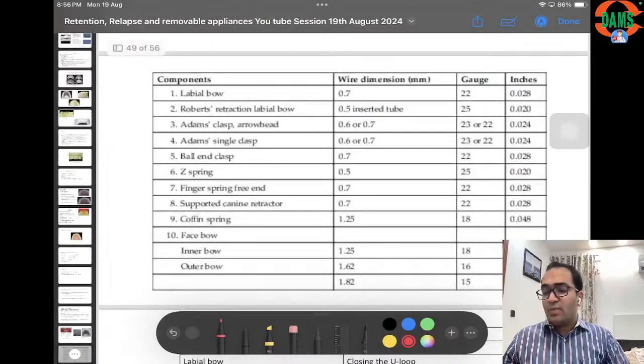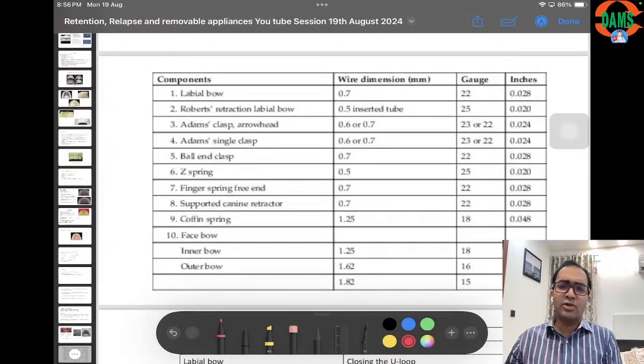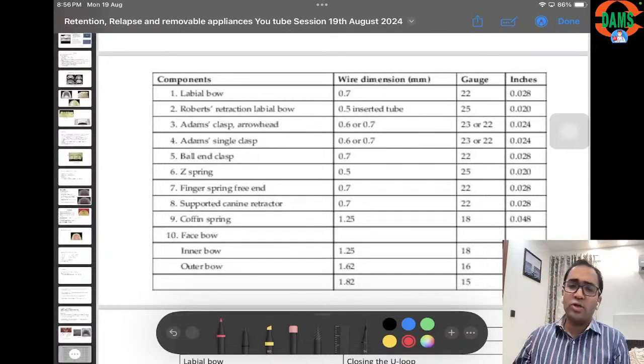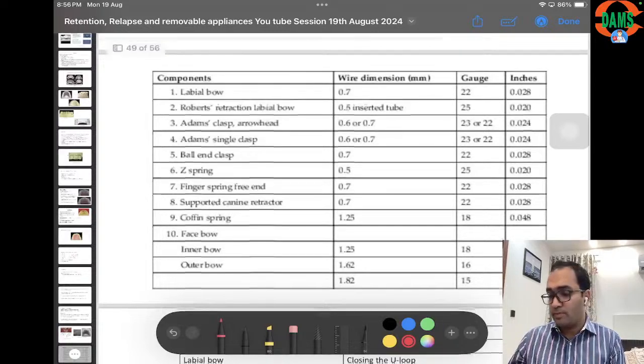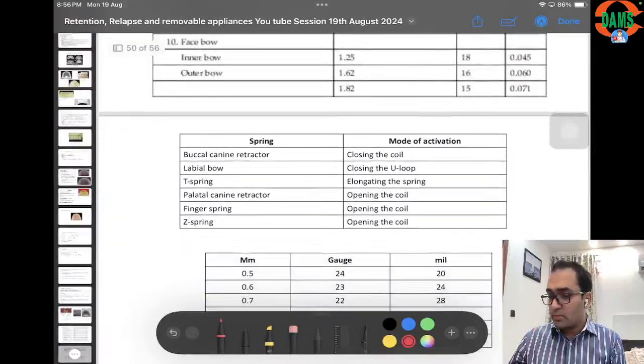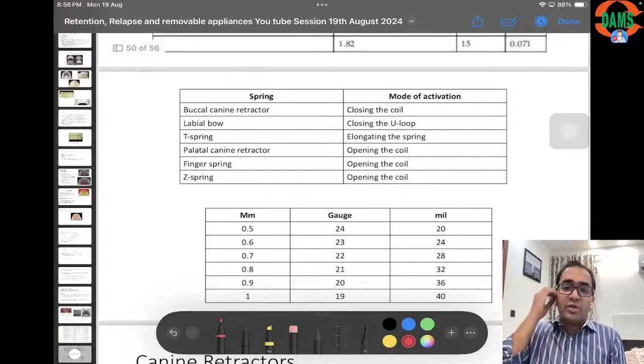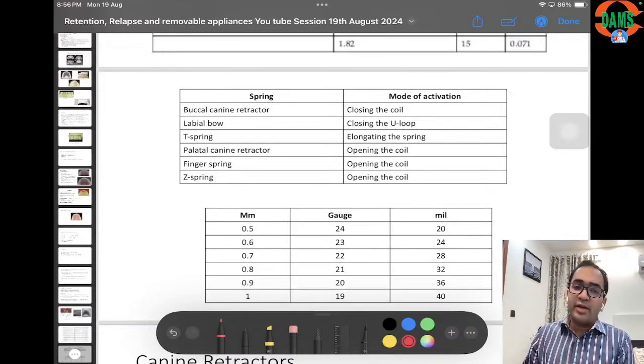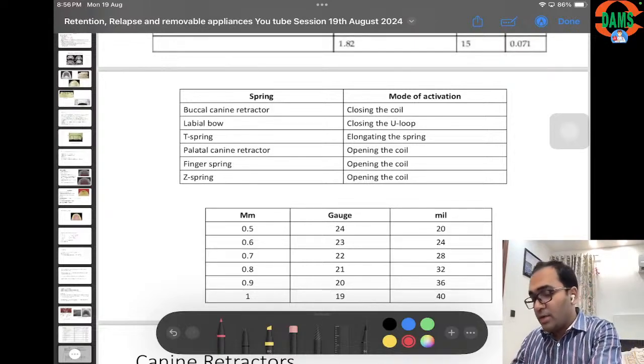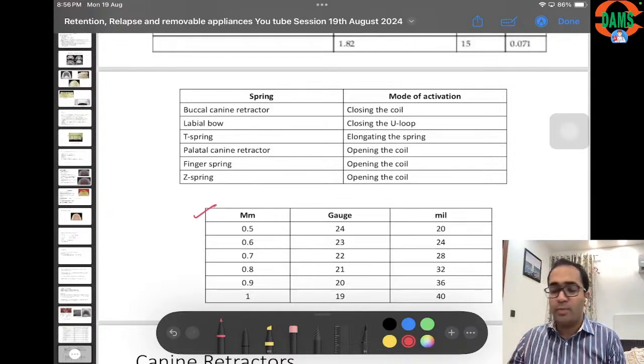So this is just a summary of the gauges or the dimension of wire used. I have summarized them in a table. If you can remember one dimension, my recommendation is just remember one and do the conversion. If you remember all three, well, good, saves your time. Okay, this is a summary table for retractors. And lastly, the conversion table from mm to gauge to inches.